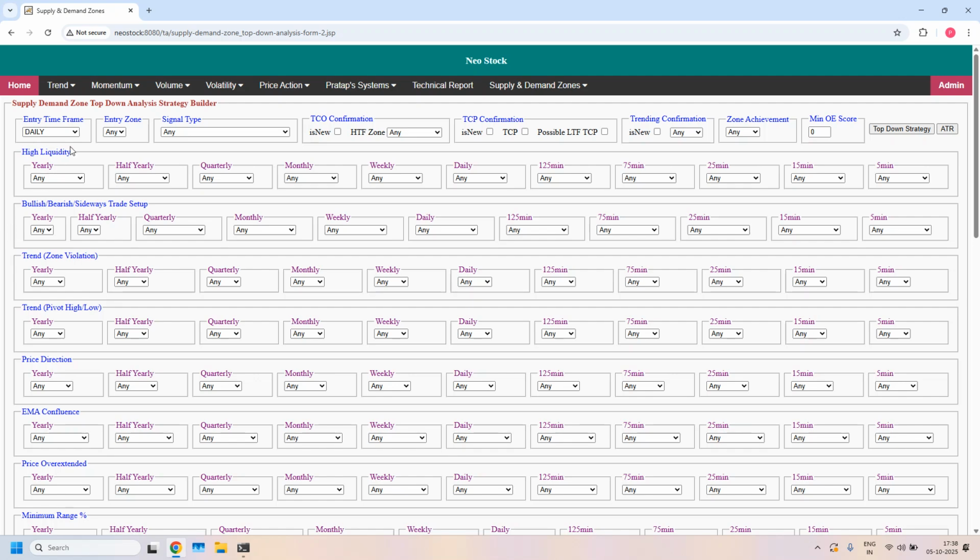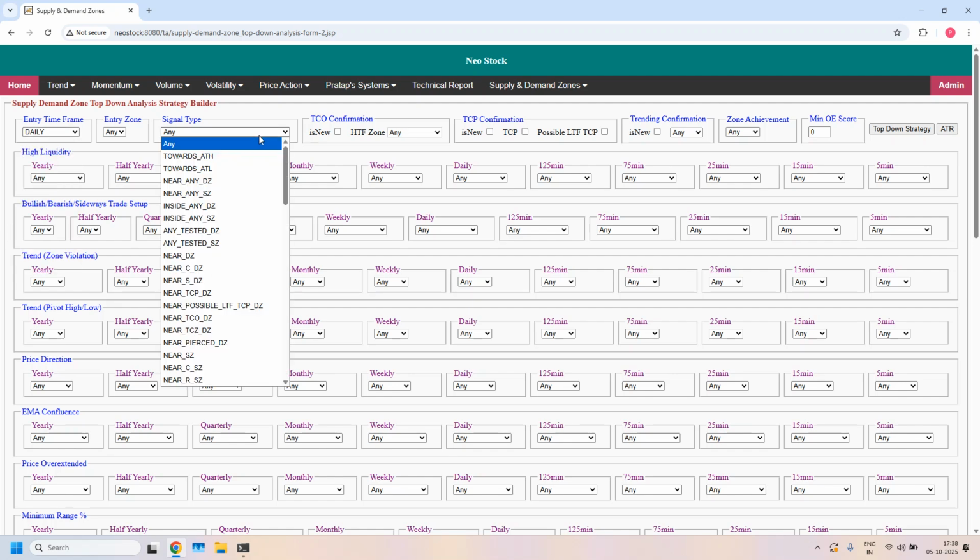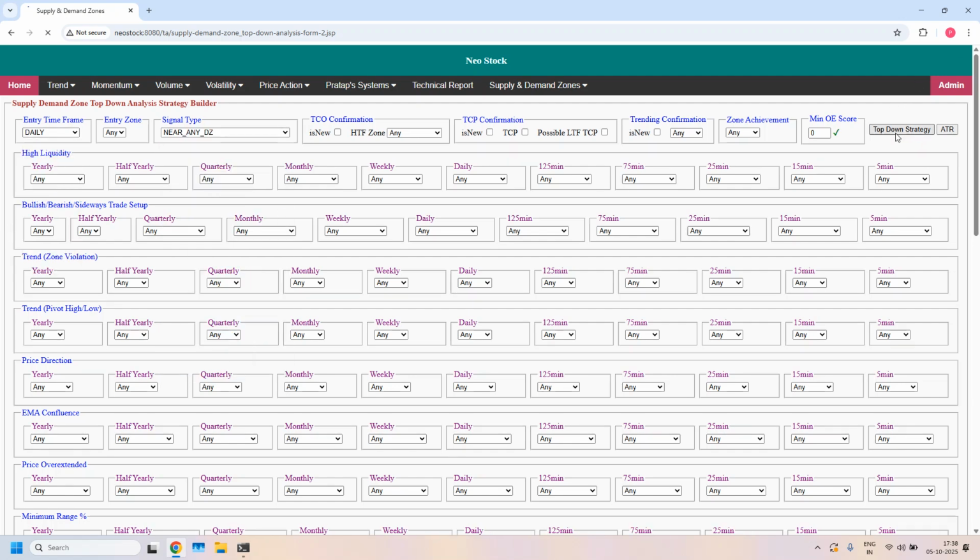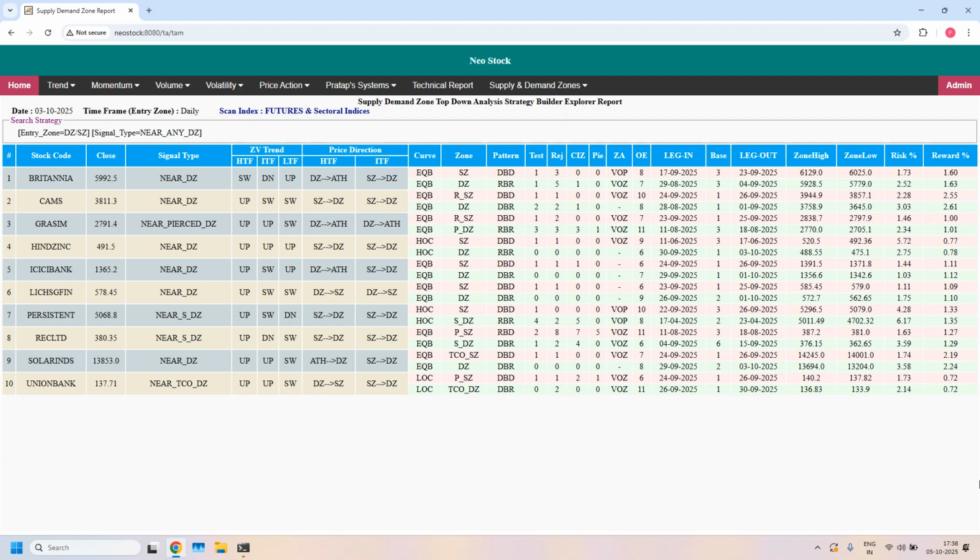Okay, first starting with the daily time frame, stocks near the daily demand zone. We got 10 stocks. Let us identify high liquidity daily demand zones from this list. Persistent is having a daily high liquidity demand zone. REC Limited is having a daily high liquidity demand zone. So we identified two high priority, high liquidity demand zones from this daily time frame.